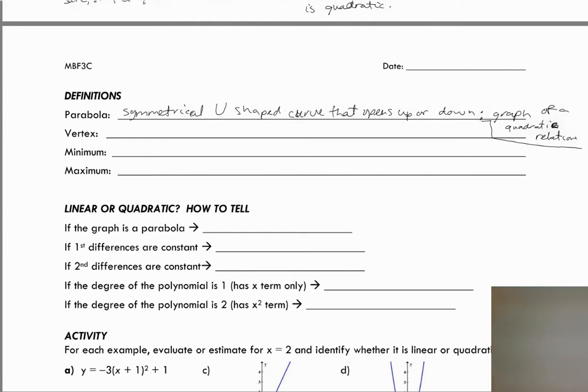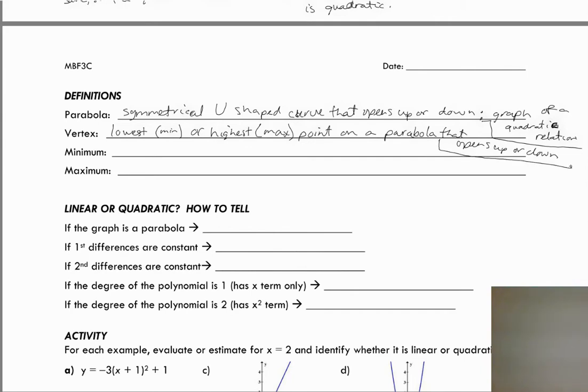The vertex, what is the vertex? It's the lowest, so a min, or highest, a max, point on a parabola that opens up or down.